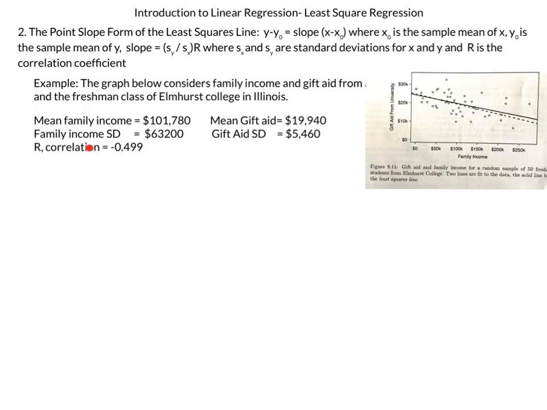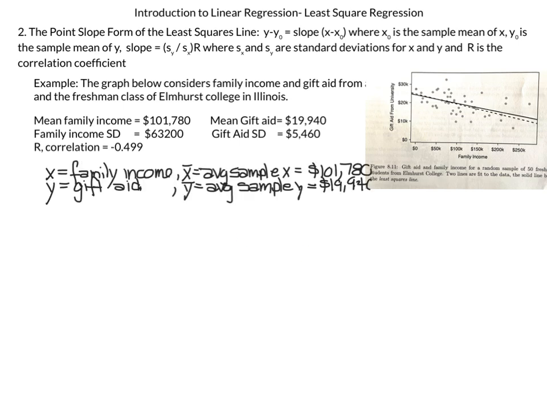So I summarized our problem here. I put our chart here so we have more space. Next, I'm going to summarize this data, but I'm going to put it in terms of the symbols that we have in our least squares line. So first, I'm just going to identify my variables x and y. So x is family income and y is gift aid. And now I want my x naught and y naught, which is my mean x and my mean y.